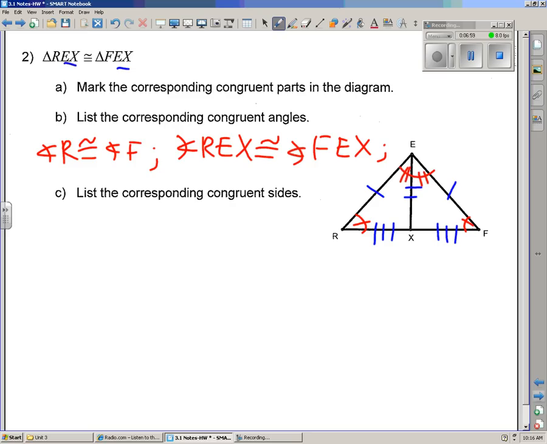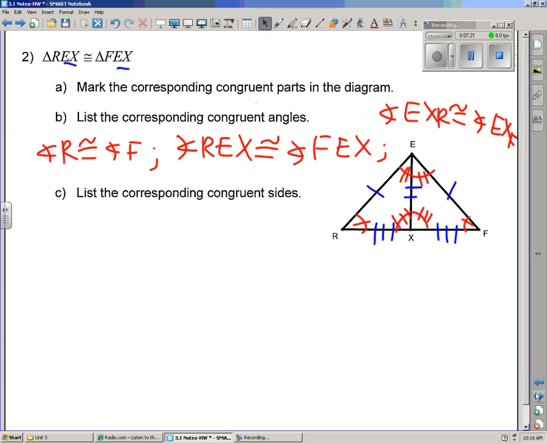And the last set of angles that are congruent will be the angles right here. And again, that's at angle X, but we need to use three letters. So if we want to call one of those angles at X EXR, then we have to call the other angle EXF. Again, the letters have to match up.